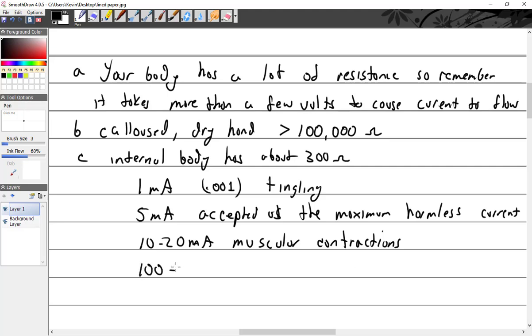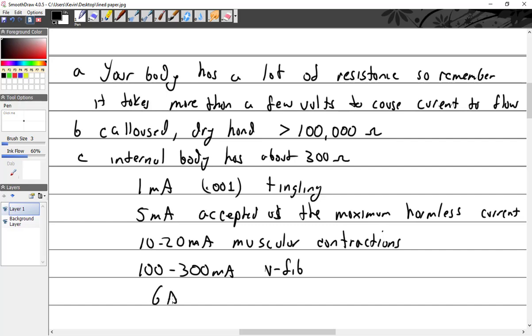So 100 to 300 milliamps. Can I just write VFib? Everybody knows a VFib. Come on, you guys watch doctor shows, right? What's VFib? Ventricular fibrillation. Well, it takes longer to explain that one. Ventricular fibrillation: your heart stops. Well, it flutters and is absolutely worthless at that point.